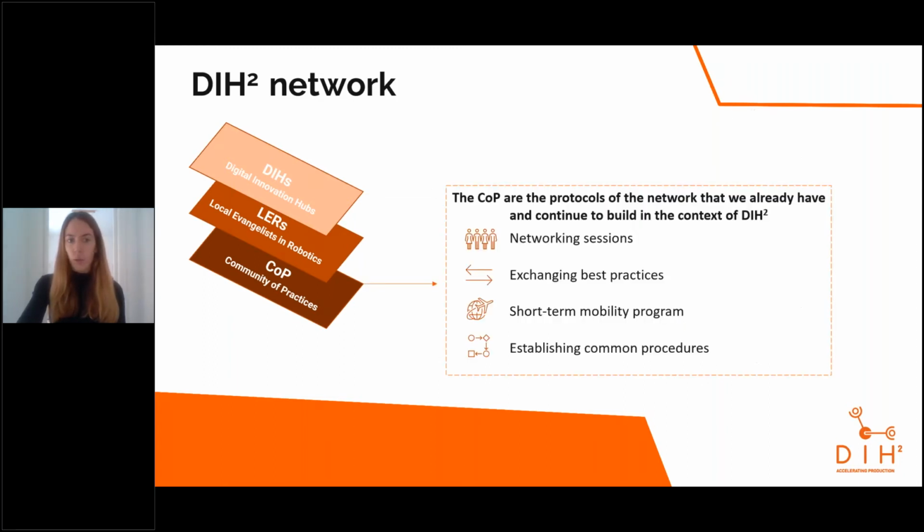And then if we go to the bottom of the layers, here's the community of practices that I was telling you before, which are the protocols of the network that we have and continue to build. And these are very important since we are, as I said, all over Europe, and Europe is very diverse, geographically and culturally, and even the DIHs that we have in our network have different maturity levels. So it's very important that we all come together and establish these protocols so that our work has the quality that it requires, and so that the less mature DIHs can learn from the practices of the more mature ones.